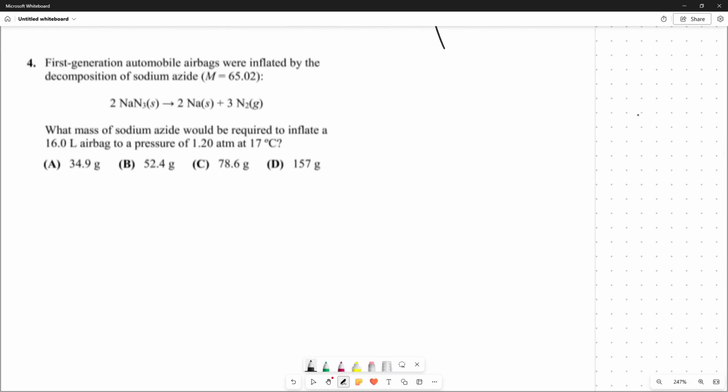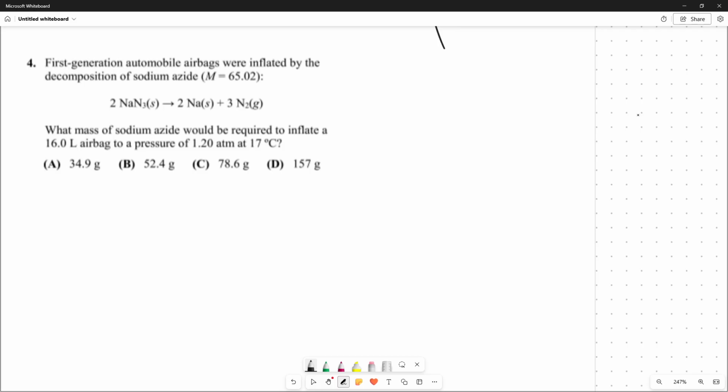So final question. First generation automobile airbags were inflated by the decomposition of sodium azide, which has a molar mass of 65.02. So 2 moles of sodium azide forms 2 moles of Na plus 3 moles of atmospheric nitrogen. What mass of sodium azide would be required to inflate a 16-liter airbag to a pressure of 1.2 atm at 17 degrees Celsius?